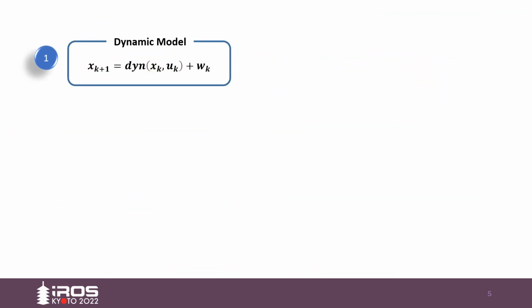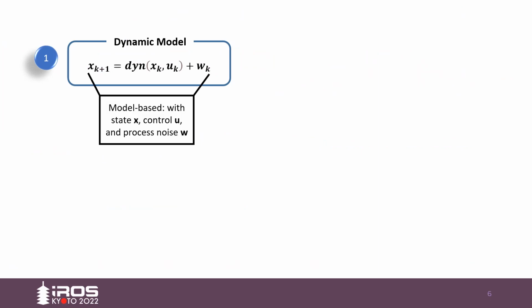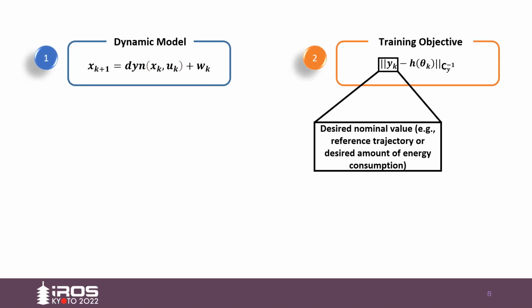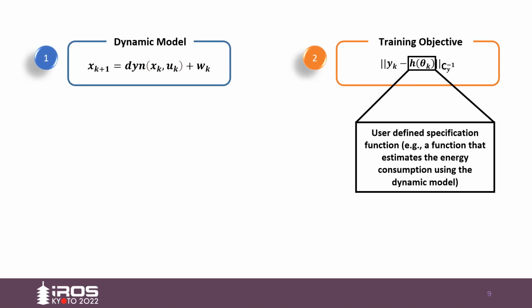To provide a brief overview of this technique, we assume access to some dynamic model of the system. Thus, our method is model-based. We then define some training objective, where y is considered the nominal user-specified value. You can think of this as values from a reference trajectory or even something more general, such as the desired amount of energy consumption. H is the specification function and a function of theta, where theta is any user-defined control parameter. This function is evaluated based on the given dynamic model.